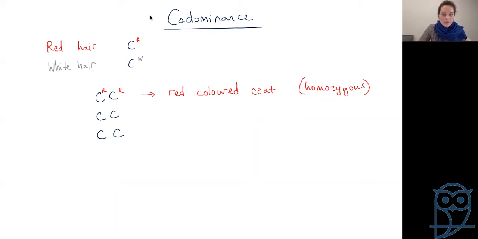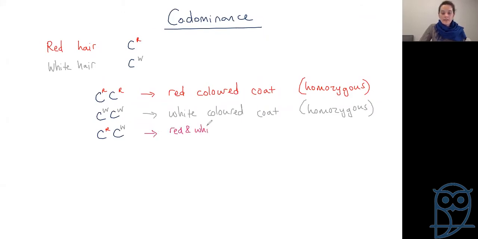If we have WW, we're going to have a white colored coat. Also homozygous. See, we're not saying homozygous dominant or homozygous recessive here because there is no dominant and recessive. They're both dominant. They are both expressed. And that's where it gets fun. If we have one R and one W, so now we have the heterozygous, we actually get something different. We get red and white.